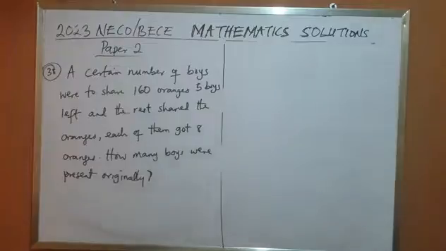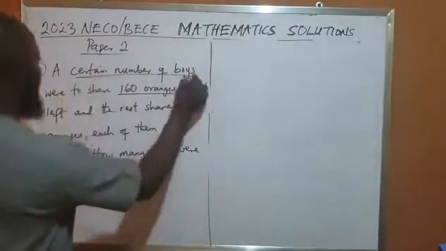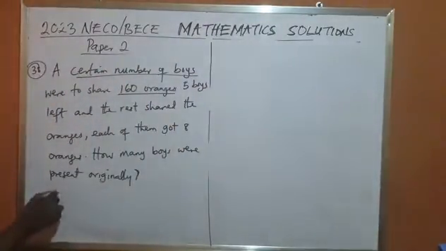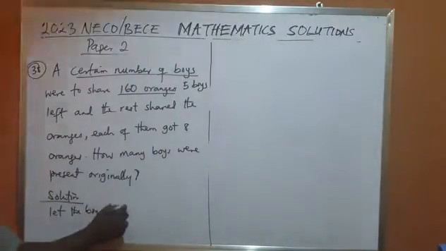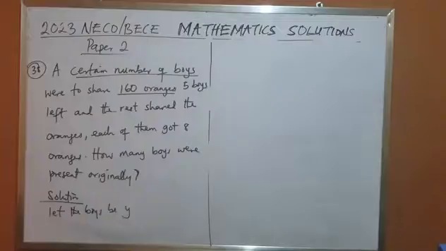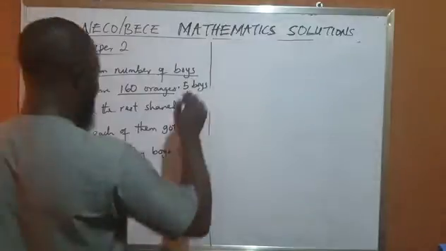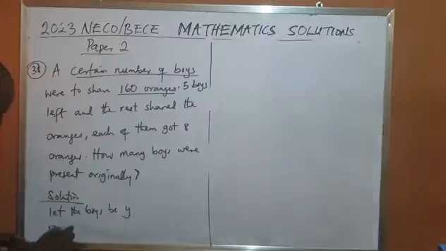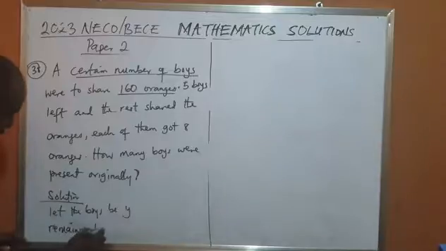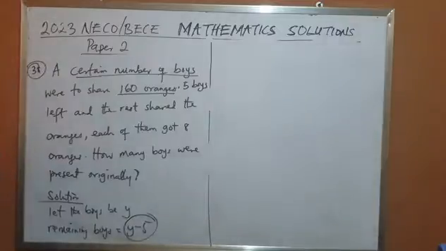Alright, so a certain number of boys were to share 160 oranges. To solve this, let the number of boys be y. So they were to share 160 oranges. Five of them left. So the remaining boys will be y minus 5. So this will be the number of boys that remain, right?